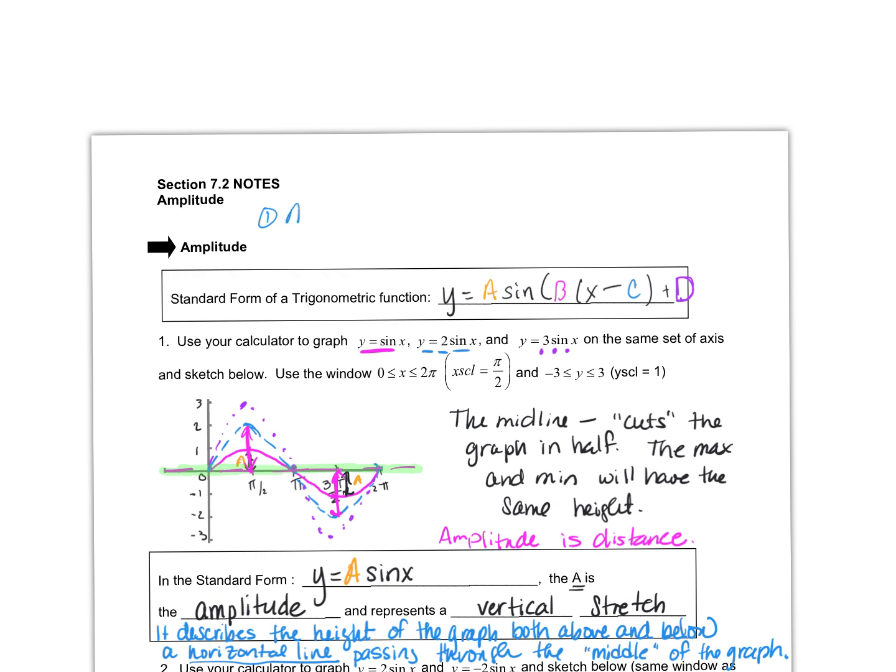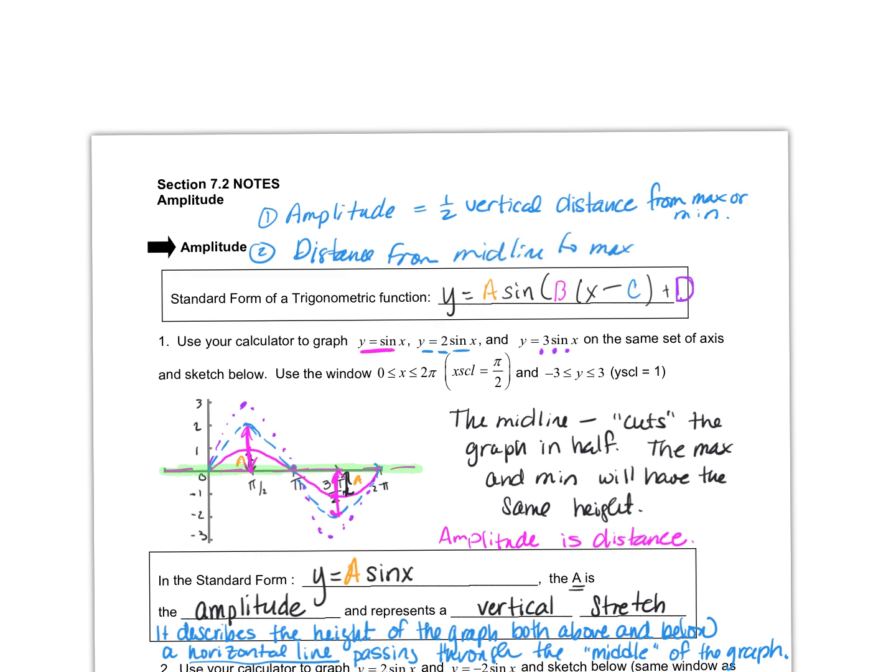So one of the things we can talk about is that the amplitude equals half the vertical distance. And there's that distance I was talking about. It is positive, okay? Distance is not a negative thing. It's from the max to the min. Or another way you can think of it, it's the distance from the midline to the max or min. So a couple ways that you can find it, okay? And this one really will help us when we're talking about the midline, since we start from there.